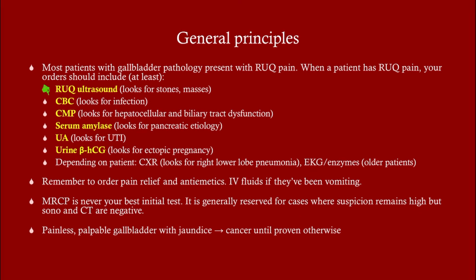So antiemetics, IV fluids, and pain relief are going to be important. MRCP is a tempting test to go towards, but we generally don't do that. Right upper quadrant ultrasound is our imaging of choice. MRCP is usually done when ultrasound and CT are equivocal or negative, and yet we still have a high index of suspicion that we're dealing with a biliary etiology.